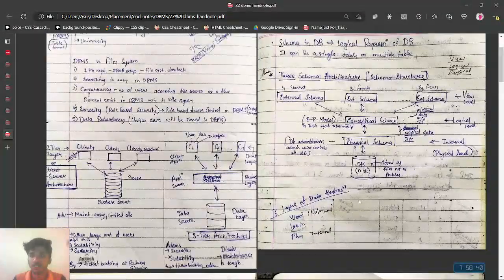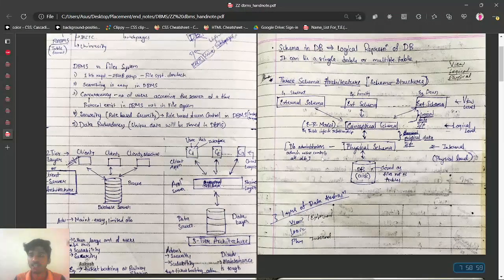Now, the physical layer is accessible by the database administrator only. The conceptual layer can be considered as the table relationships, why one table is related to another table, and the external schema can be considered as us.